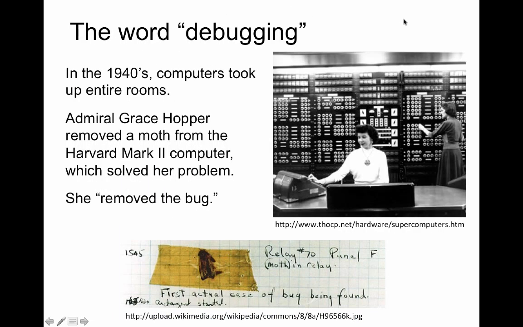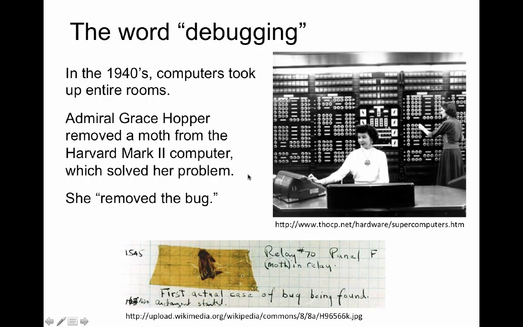Okay, so let's talk about the word debugging itself. Where does it actually come from? In the 40s, we all heard stories how computers used to take up the size of the entire room, and now you can put them in your pocket with a cell phone. So in the 40s, there was a computer called the Harvard Mark II, and this lady, Admiral Grace Hopper, was programming it, and she noticed that it wasn't working exactly how she thought it would be working with the program that she was typing into it.